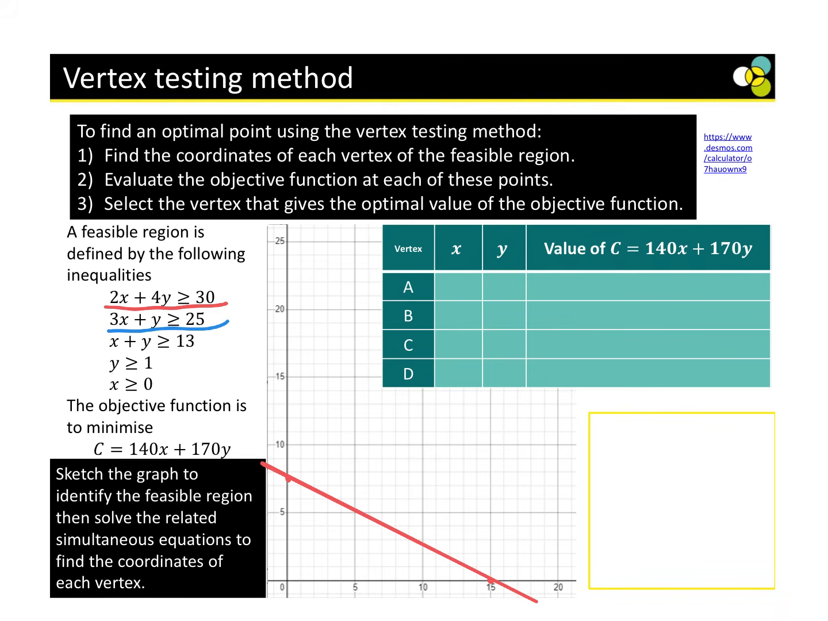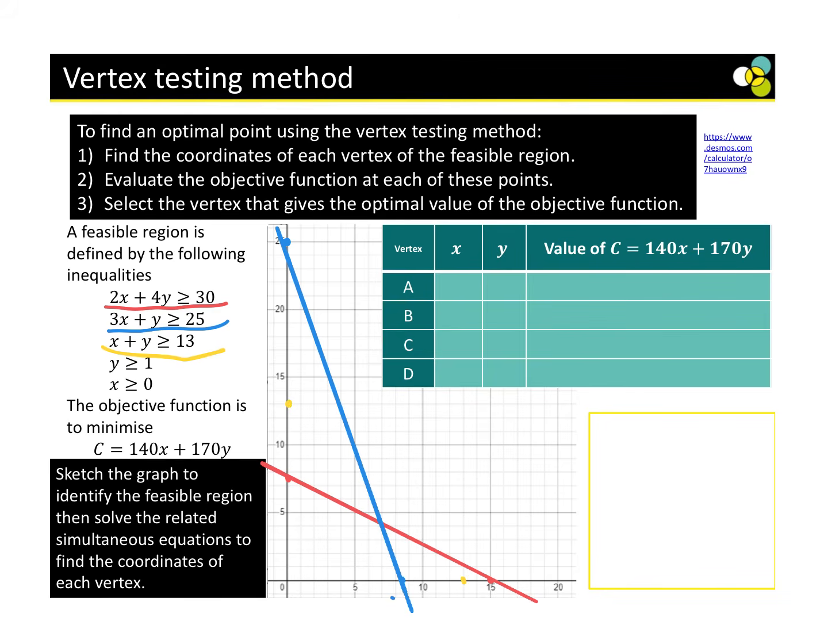Right, next graph is 3x plus y is 25. So when x is 0, y is 25, and then when y is 0, 25 divided by 3 is 8.3 recurring. So it's about there. Okay? So there is our next line. Okay, next one. We have x plus y is greater than 13, so 10, 11, 12, 13.